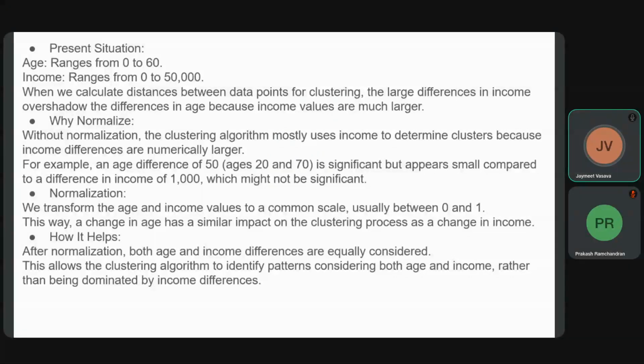So we transform the age and income values into a common scale of 0 to 1, normalization basically. So after normalization, both age and income differences are equally considered. This allows the clustering algorithm to identify patterns considering both age and income rather than just being dominated by the income differences.